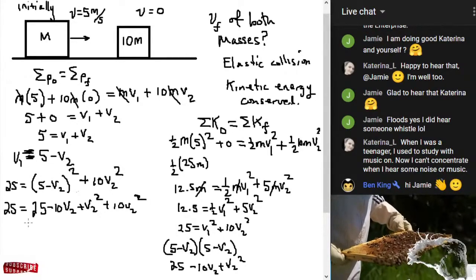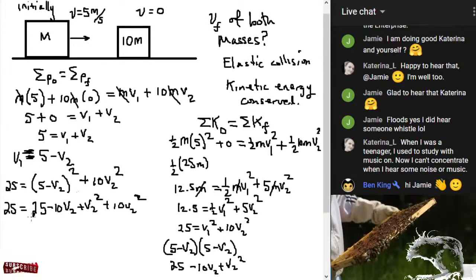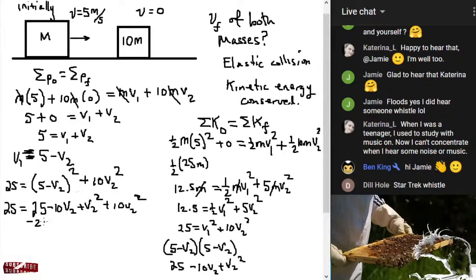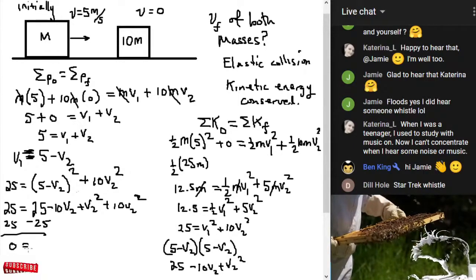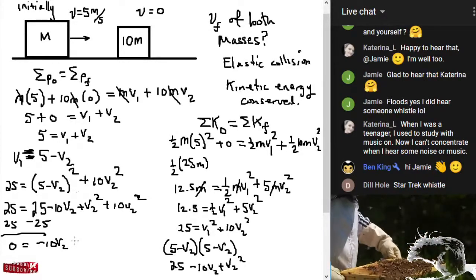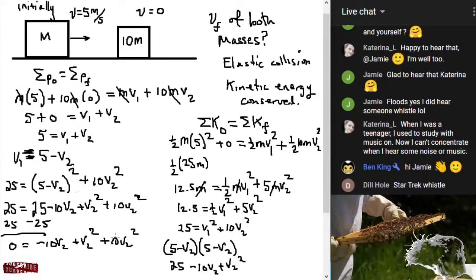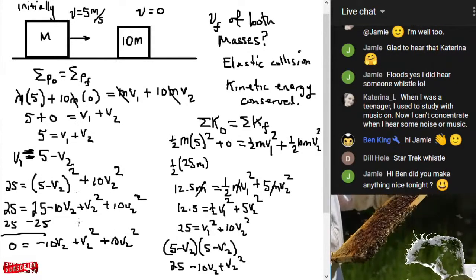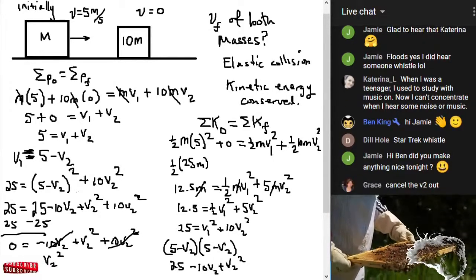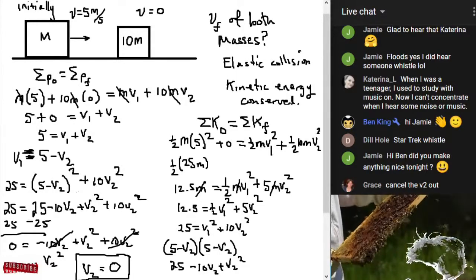This is still not right. There's still something wrong here. Maybe not. Let's just keep going. The math isn't wrong. 0 equals negative 10 v2 plus v2 squared plus 10 v2 squared. This cancels out. So v2 squared is okay. I know why it makes sense now. So there you go. There's your answer, Deborah.